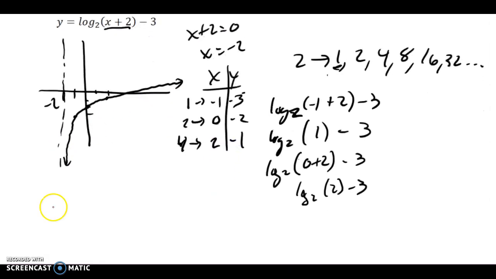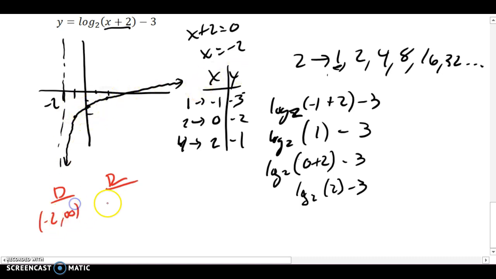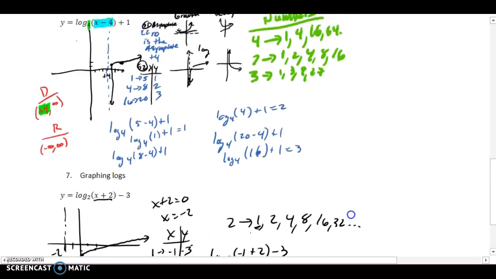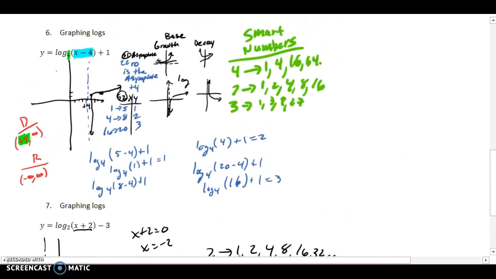So domain and range, domain and range. So this goes left until -2. So this is the left. Goes right forever. Goes down forever. And then goes up forever, just slowly up. And there we go. That's our domain and range. Graphing these is a little complex, but it's a very important skill. So hopefully you can get through this.